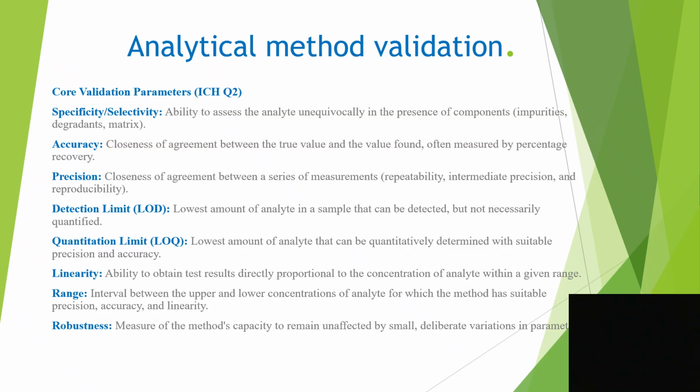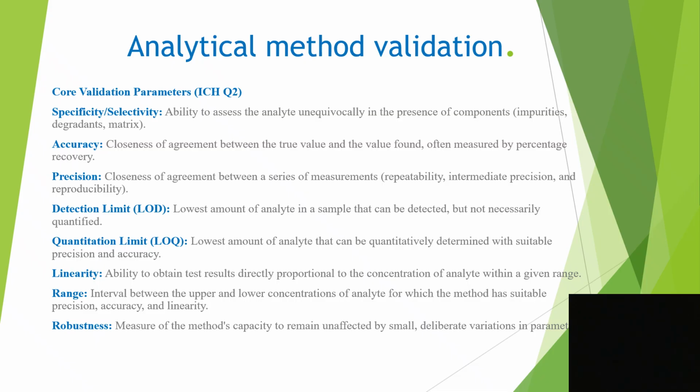However, the linearity is the ability to obtain test results directly proportional to the concentration of analyte within a given range. Suppose there is a range of 95 to 105, your result should be within those limits. And the range is the interval between the upper and lower concentration of analyte for which the method has to be suitable in precision, accuracy and linearity. Here we have to discover the range of the analyte concentrations, upper level or lower side.